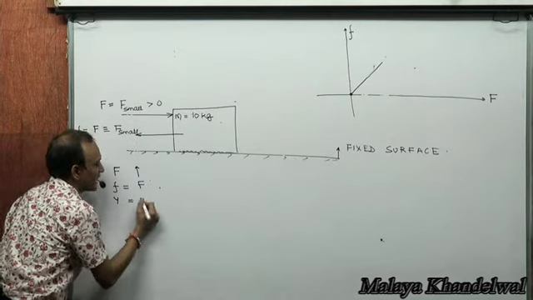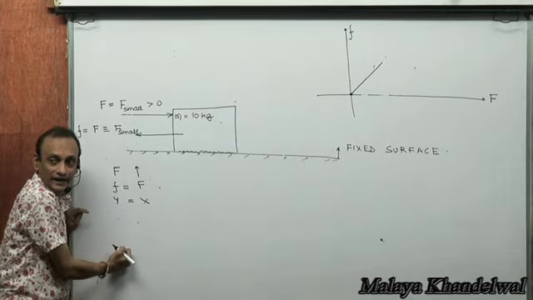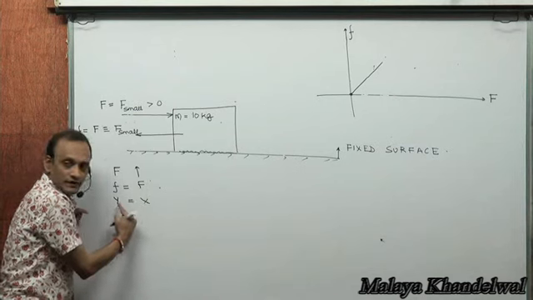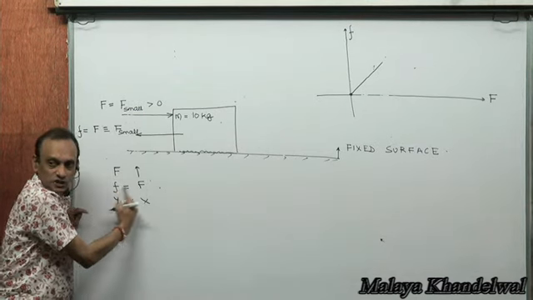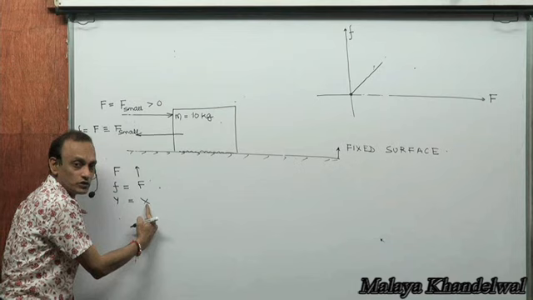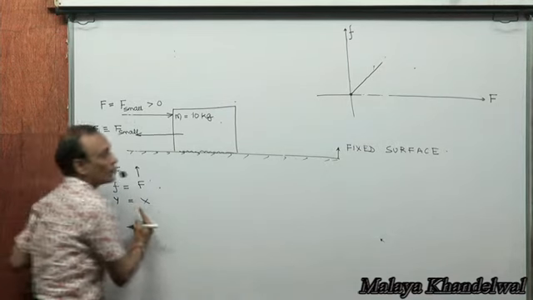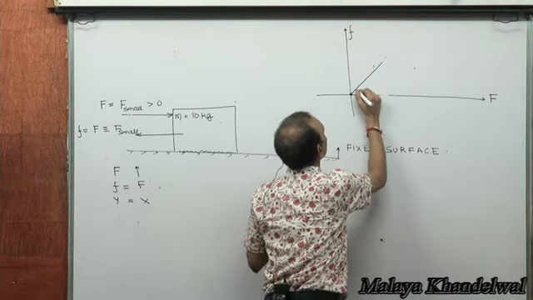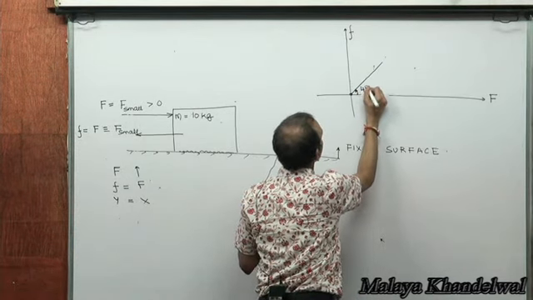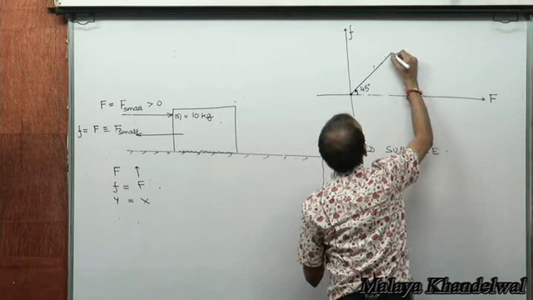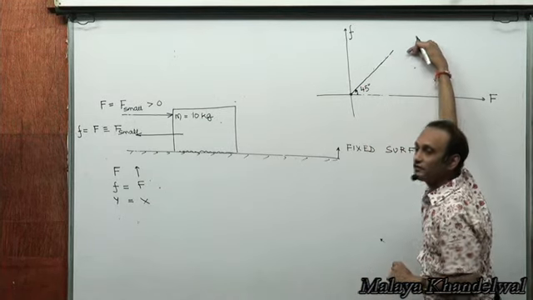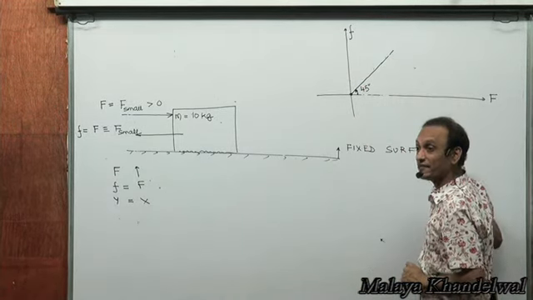This equation is like y equal to x, which is a straight line. So small f versus capital F, this plotted in the y direction, this plotted in the x direction, is like y equal to x, a straight line with slope 1. If it's a straight line with slope 1, that means this angle must be 45 degrees. Yes or no? Small f exactly countering capital F, right?